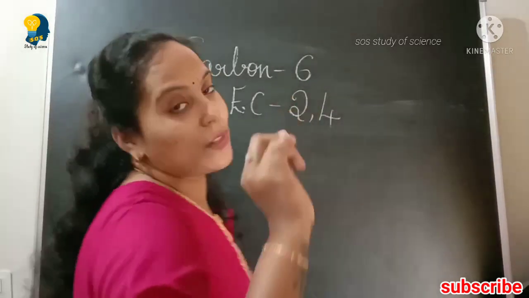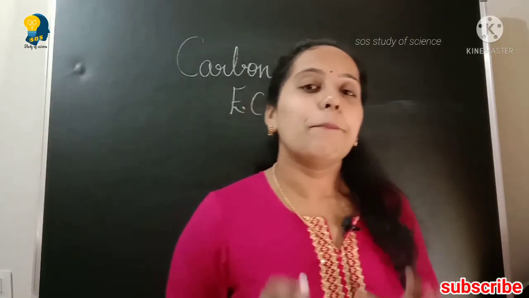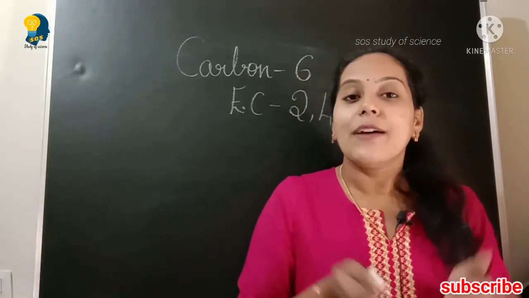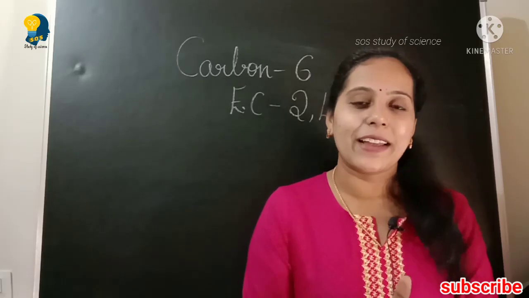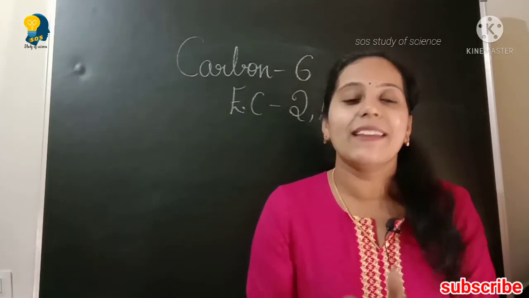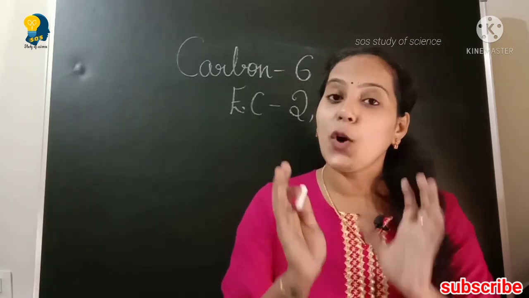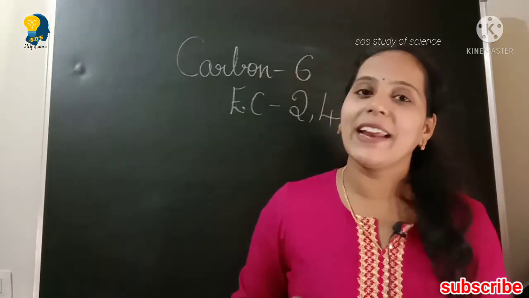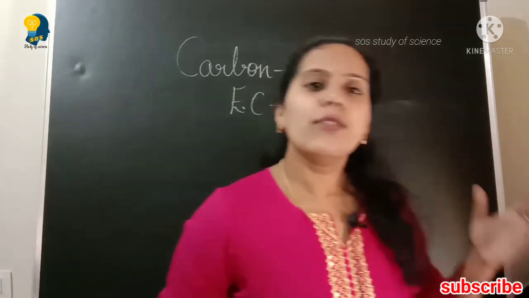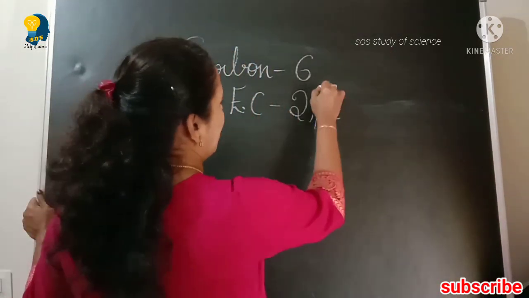I think you all know that if an element has to obtain stability, it should have a maximum of 8 valence electrons on its outermost orbit. We are talking about the outermost orbit. If an element has 8 valence electrons on its outermost orbit, then it is stable. That is the noble gas configuration rule, or octet rule. According to the octet rule, 8 valence electrons should be there. So what about carbon? In the case of carbon, there are only 4 valence electrons.